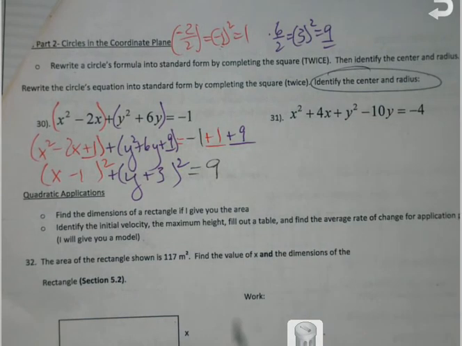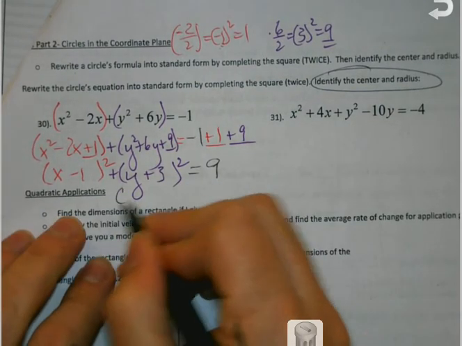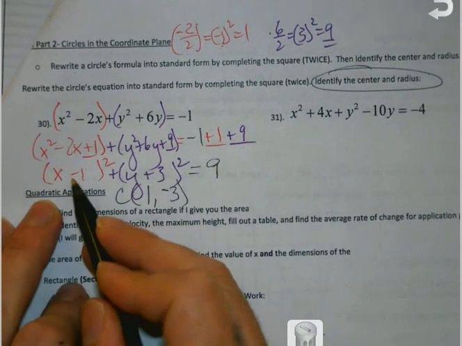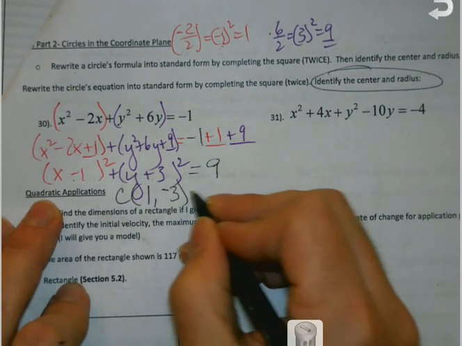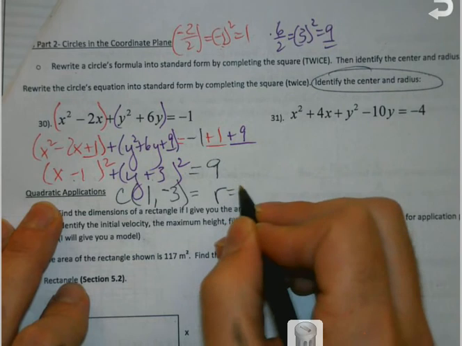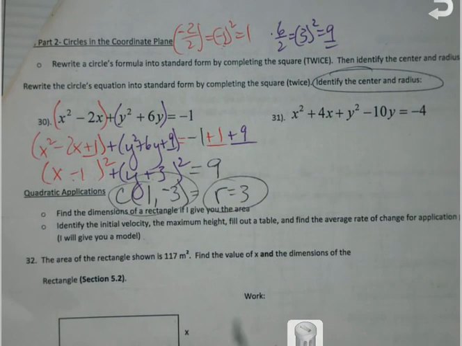Don't forget the last part of the question. The center is at 1, -3, because it's opposite with a circle. My radius is the square root of this. And work that. You're like, okay, we're starting to make some progress here. Let's keep it rolling.